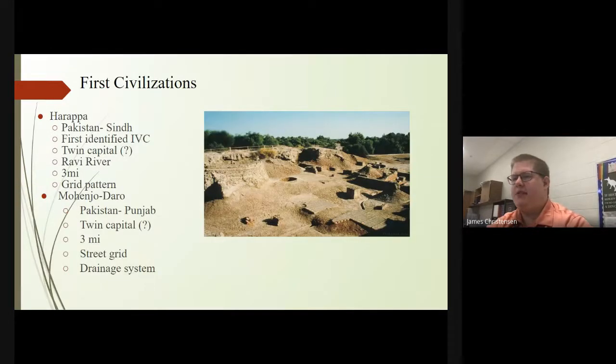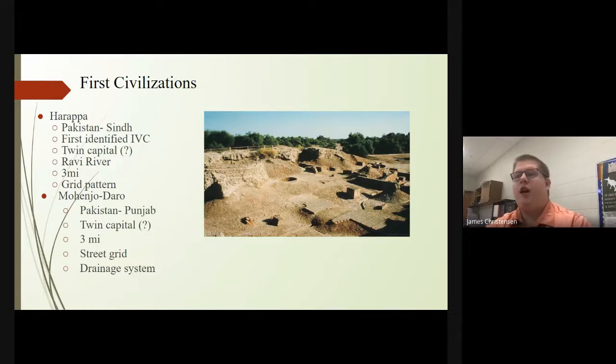Now, the first civilizations: we have Harappa, which was located in Pakistan, namely in the Sindh region. This is the first identified Indus Valley civilization. It's believed to possibly be a twin capital with Mohenjo-Daro, which we'll talk about in a minute. It was located along the Ravi River. It covered about 3 miles worth of area and was established in a grid pattern, meaning that there was a series of roads that we could follow.